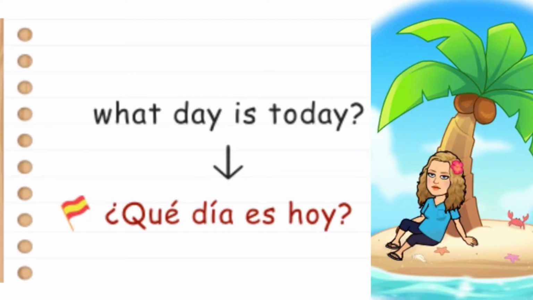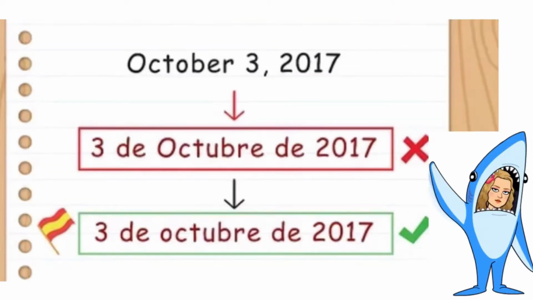First, we're going to talk about what day is it. ¿Qué día es hoy? October 3rd, 2017. 3 de octubre de 2017.